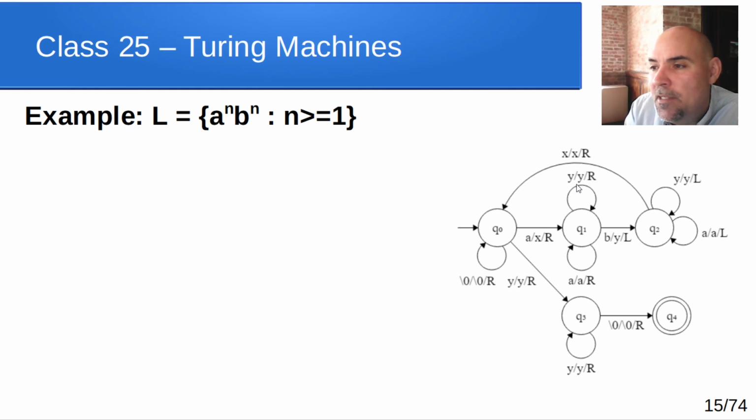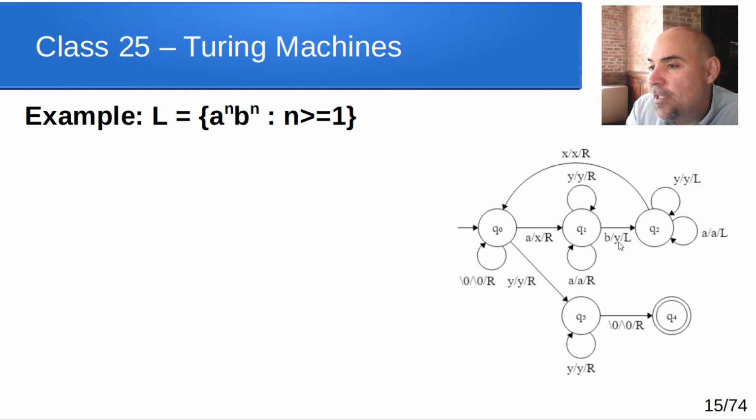There's a Y, leave a Y, read an A, write an A, move to the right. So this is just scanning to the right, going over the top of all of the A's and all of the Y's. Now, as soon as I see a B, I say that's the first B I encountered that would match this first A that I wrote the X over. So I write a Y over the B and now start scanning to the left.